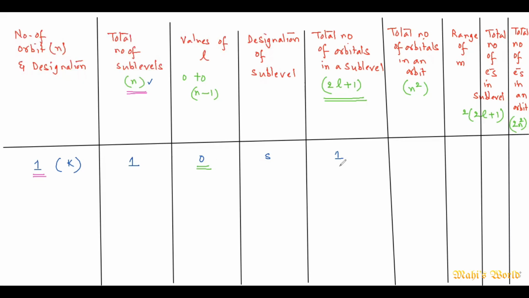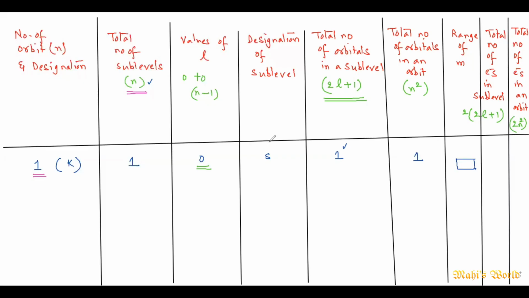Only 1. This is the number of sublevels. And in the sublevel also it is 1. Overall in the orbit also it is 1 only, because we have just one sublevel. So even the total is also the same.